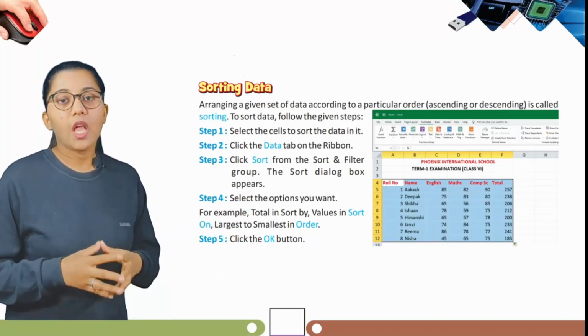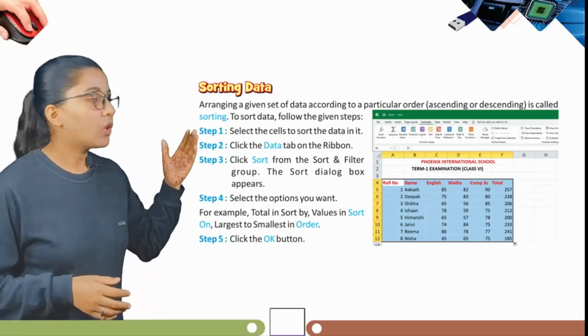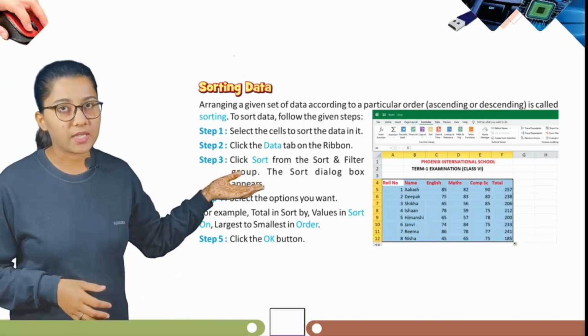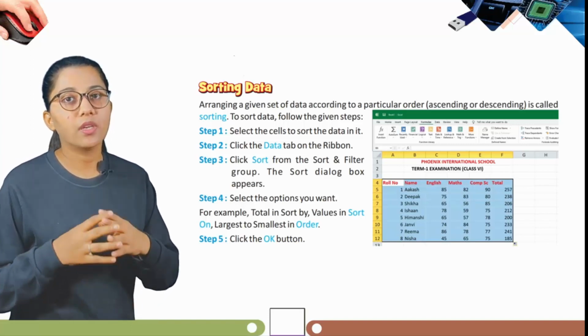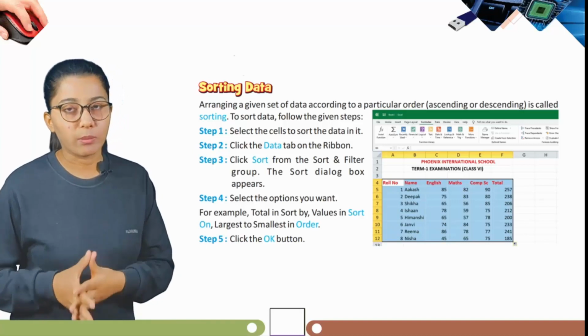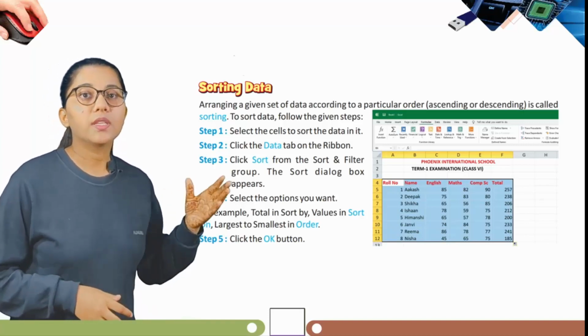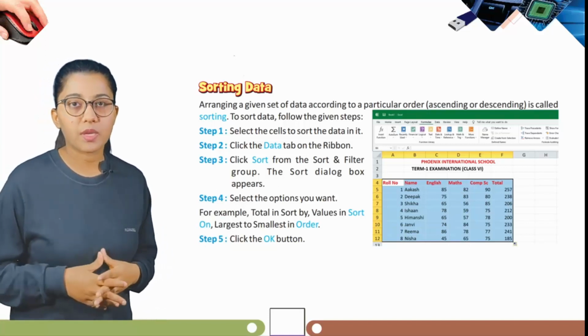So students, if you want to sort any data in Microsoft Excel, you have to follow some steps, and these are: step 1, select the cells to sort the data in it. Step 2, click the Data tab on the ribbon. Step 3, click Sort from the Sort and Filter group. The Sort dialog box appears.